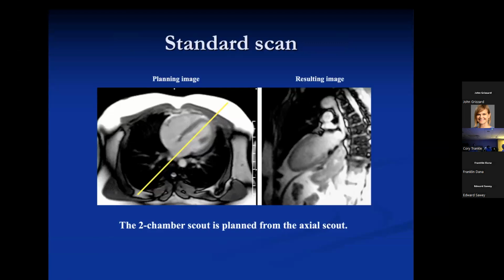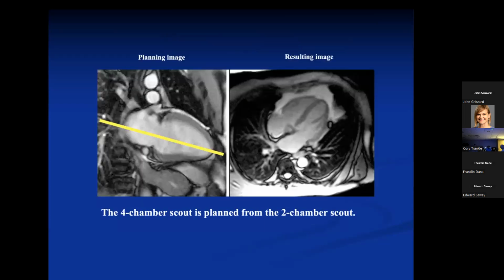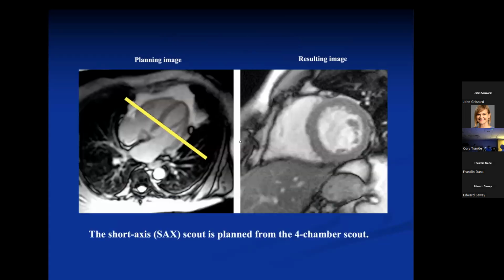So what is a standard scan? Well, we start out getting a planning image. We get a series of low resolution localizers, and we draw this line that bisects the axial image and gives you a 2-chamber view. It's a low resolution scout 2-chamber view. You take that and you bisect it, as you see there, just a little bit lower than halfway from top to bottom, maybe just a little bit less than halfway up, and you get the 4-chamber planning image. Then you slice that and you get the short axis. So you want to go perpendicular.